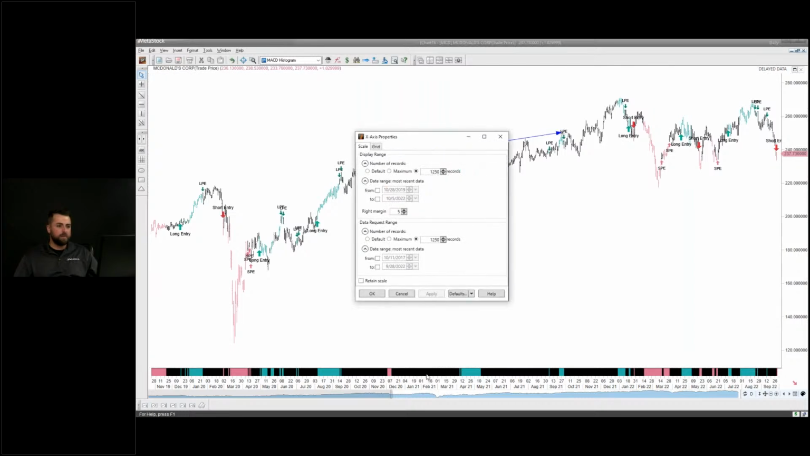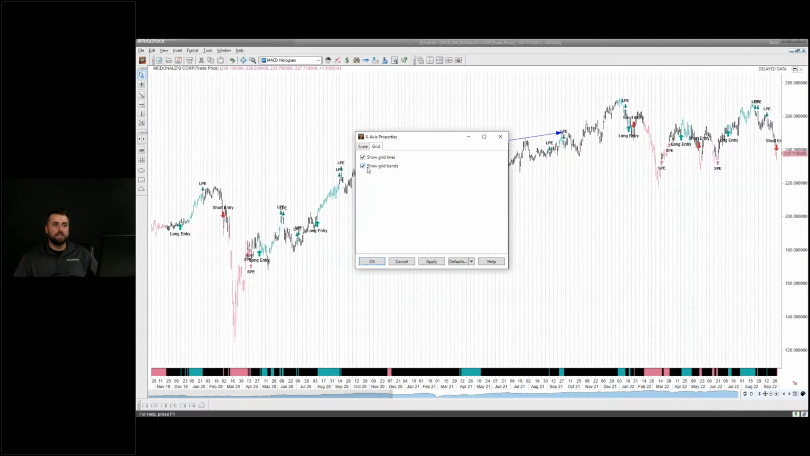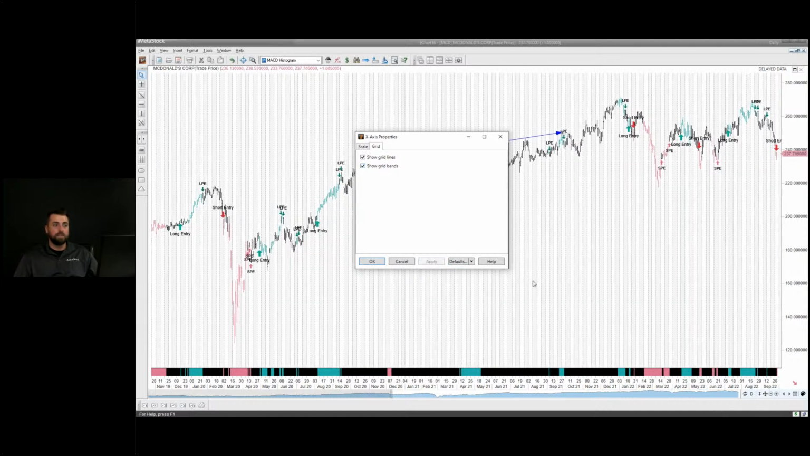Just to come in here really quick, I'll double click down here into the X axis and I can change the data request range and the displayed range. The displayed is what's on my screen right here, but the request range is what's actually loaded into the chart that I could then scroll through. You can easily change that right here. You can also add grid lines or grid bands on both the X-axis and the Y-axis. So that's pretty cool too.